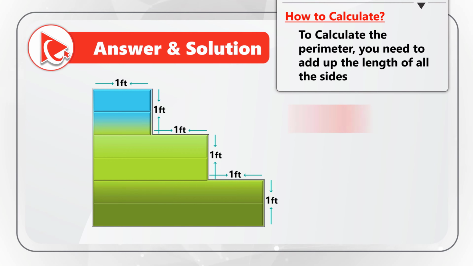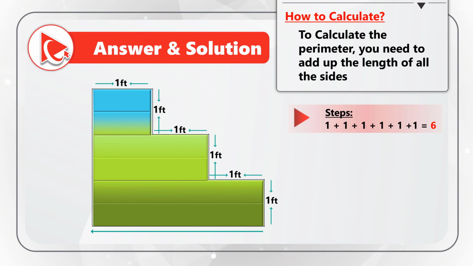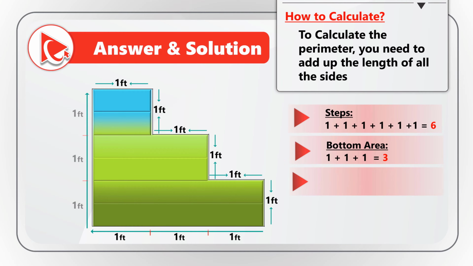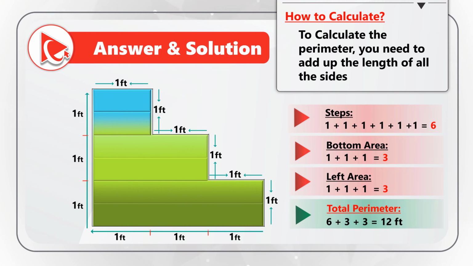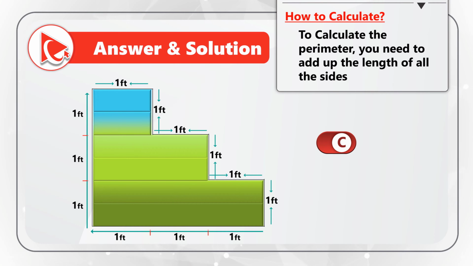So the steps would be calculated as 1 foot plus 1 foot plus 1 foot plus 1 foot, and then you do it 6 times because it has 6 sides, which means that the perimeter of all the steps would be 6 feet. The bottom side, based on the measurements, would be 3 feet, and the left side would be 3 feet as well. So the total perimeter would be 6 feet for the steps, then 3 for the bottom, and we also need to add 3 feet for the left side, which would total 12 feet. So the correct answer here is choice C, 12 feet.